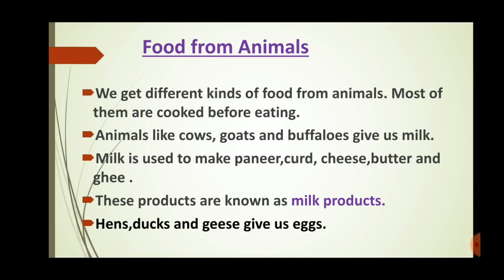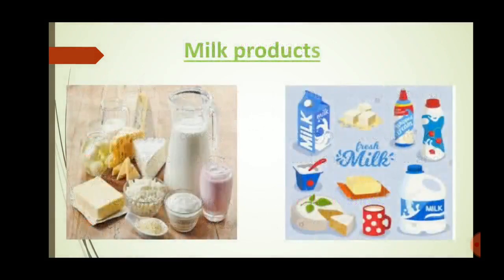Children, milk is called complete food, and some products are made from milk, like paneer, curd, cheese, butter, and ghee. These products are known as milk products or dairy products. Milk products are a type of food produced from milk or containing milk. Here in this picture, you can see the image of milk products.